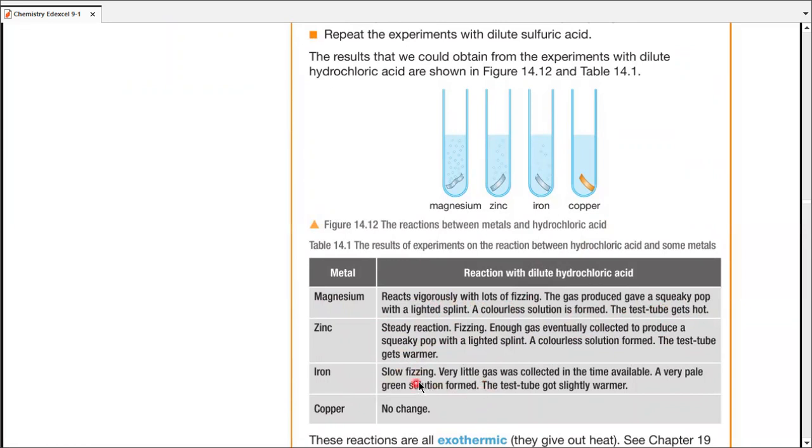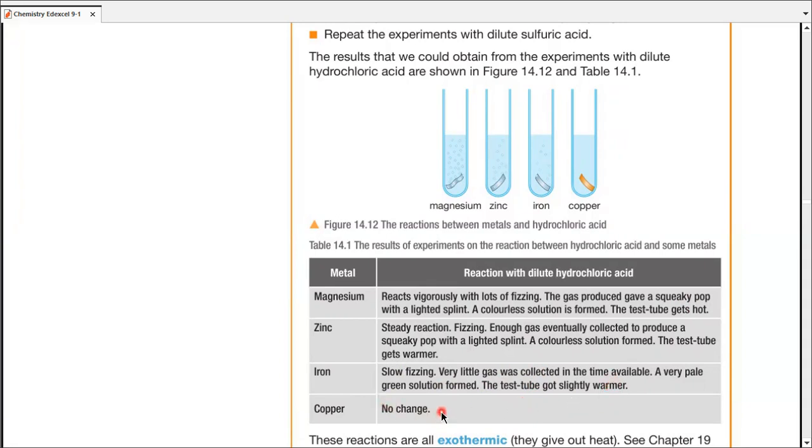Talk about iron: slow fizzing. Little gas is collected. A pale green solution is formed. Iron gives the colored solution, that's understandable. The test tube gets slightly warmer, not hot, not warmer, slightly warmer.